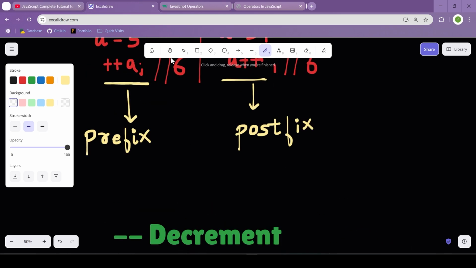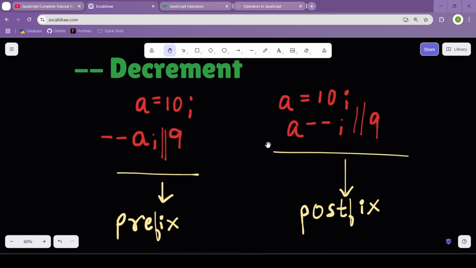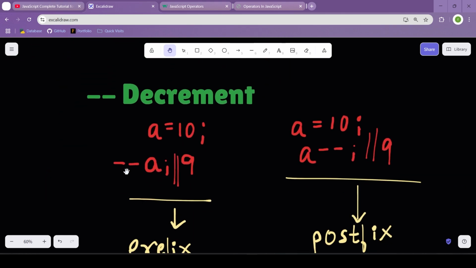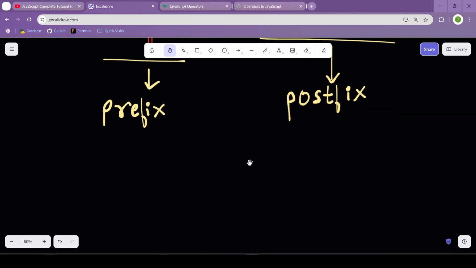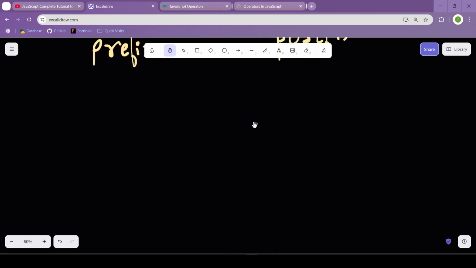But if both, that is your prefix and postfix, are doing the same thing for your increment as well as for your decrement, then what is the actual difference between this prefix and postfix? Why do we write sometimes plus plus A and sometimes A plus plus, or maybe for your decrement minus minus A or A minus minus? So let me explain a bit. Now pay very close attention to this part. This might confuse you initially, but if you pay attention, you will have a better understanding of this.